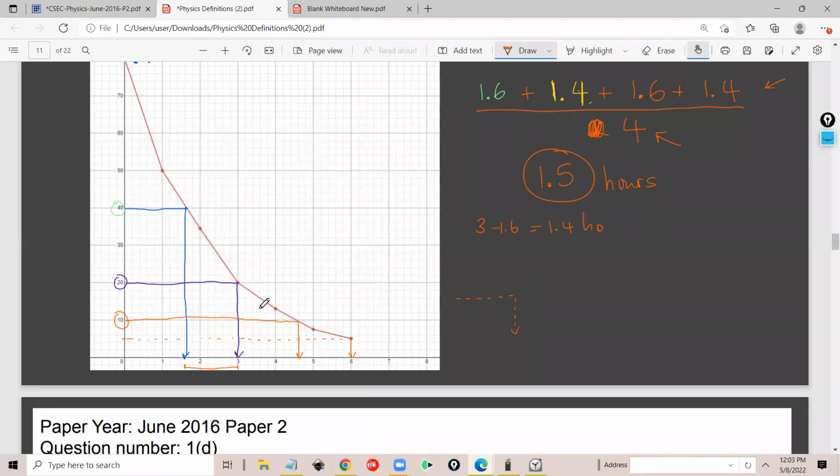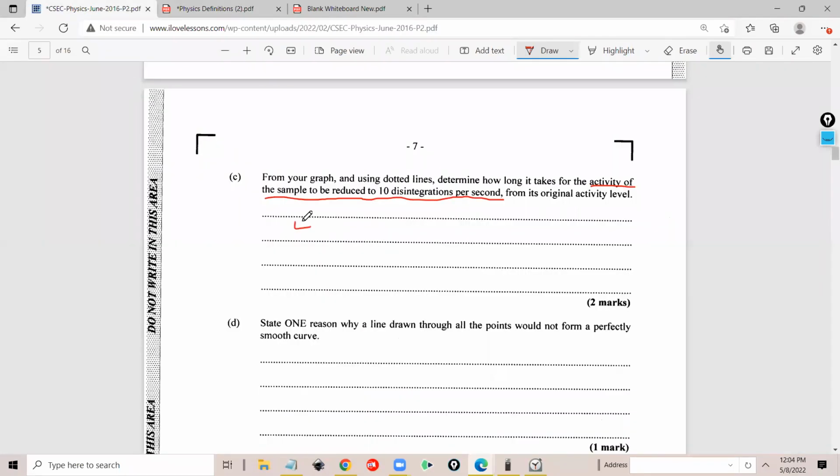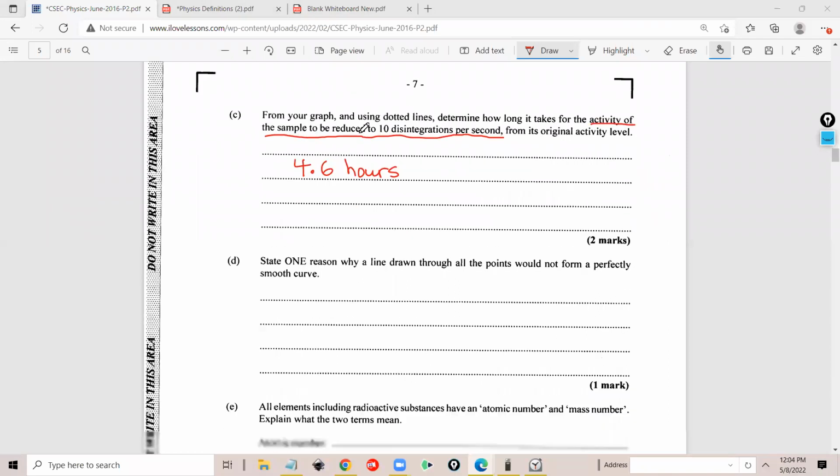Nikin, if you got 5, I think that's a little too off. I'm pretty sure the answer is not 5. It's supposed to be around 4.6 or 4.5. So for me, I'm putting 4.6, and I'm going to put the hours, and I will put my dash lines for the examiner.